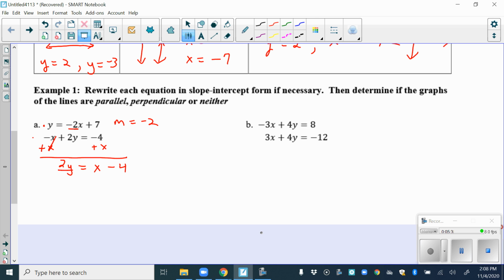I still need to get y by itself, so I'm going to divide every single term by 2. Now, x has an understood coefficient of 1 on it. So if I have 1 divided by 2, it's not going to divide evenly, so I'm going to leave it as the fraction 1/2. So 1/2 x, and -4 divided by 2 gives me -2. So this is the equation of my other line in slope-intercept form. The slope of it is 1/2.